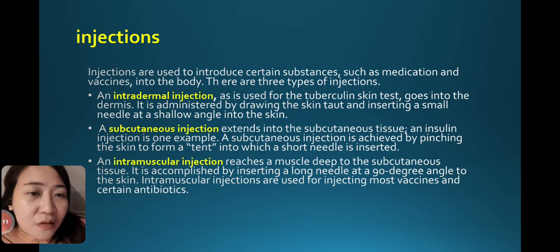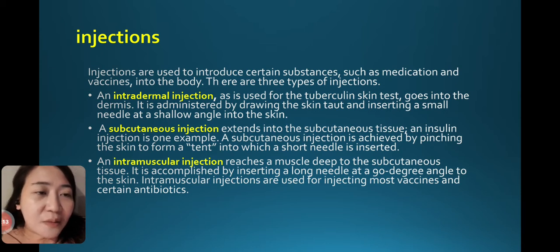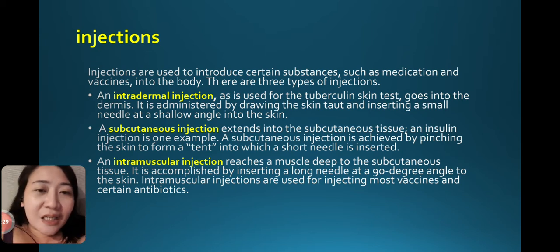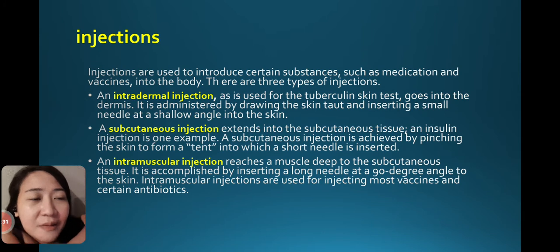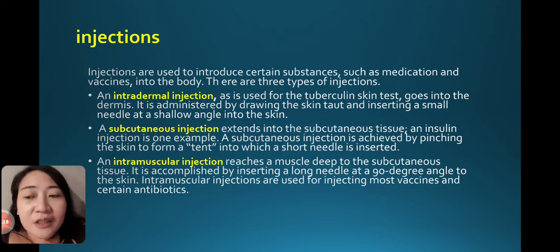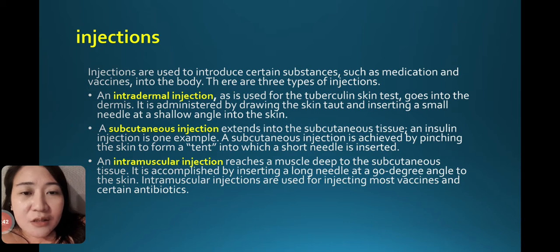So, subcutaneous injection extends into subcutaneous tissue, and insulin injection is one example. Subcutaneous injection is achieved by pinching the skin into a form of tent into which a short needle is inserted. Pag subcutaneous, yung pag-inject ng insulin. And intramuscular, yun sa mga vaccine yan. To inject a muscle deep in the subcutaneous tissue, it is accomplished by inserting a long needle, 90 degrees naman ang intramuscular. Meron tayong mga iba't ibang vaccines na binibigay through intramuscular.